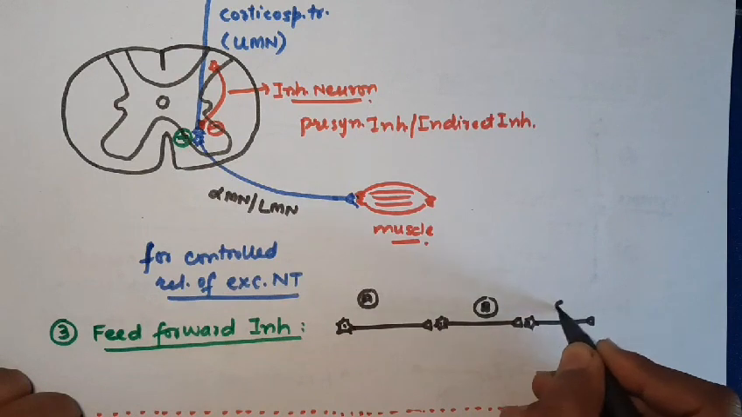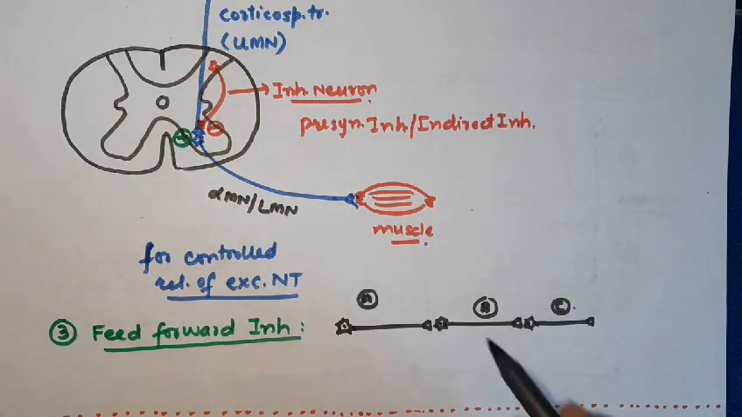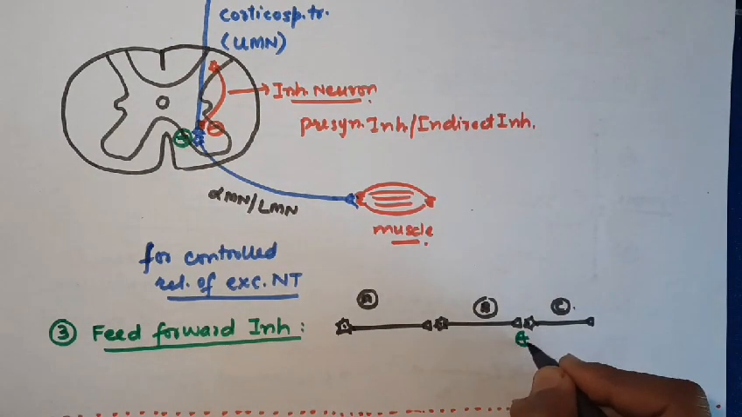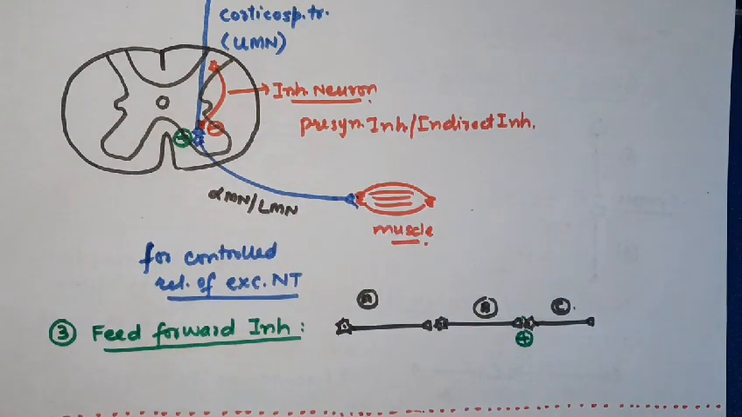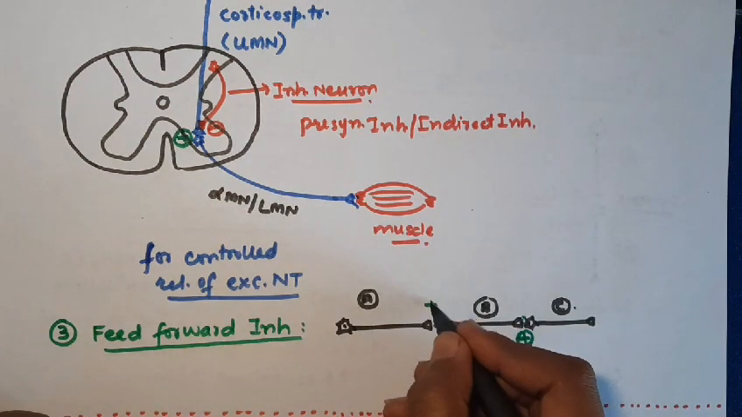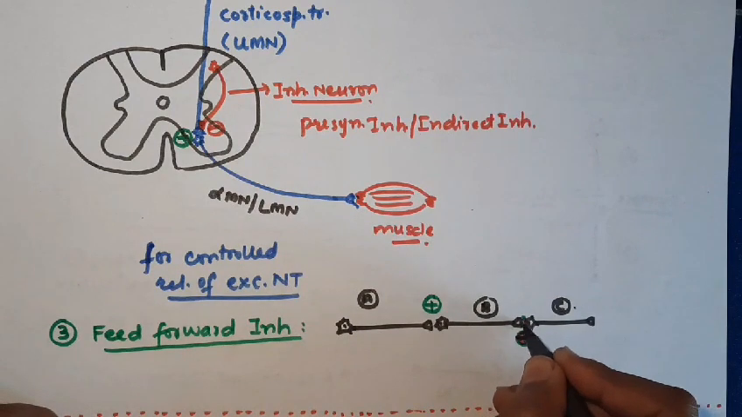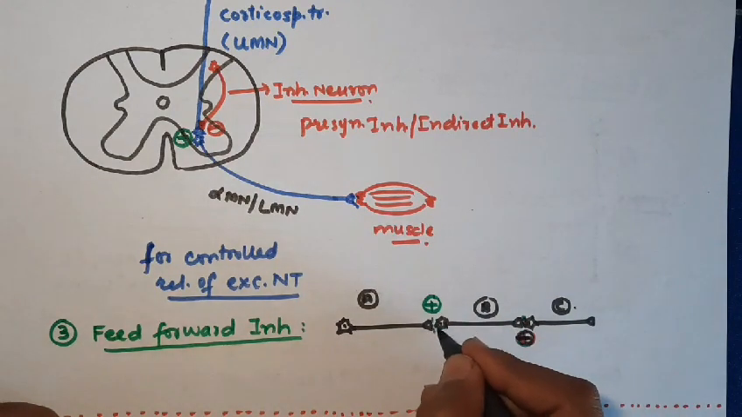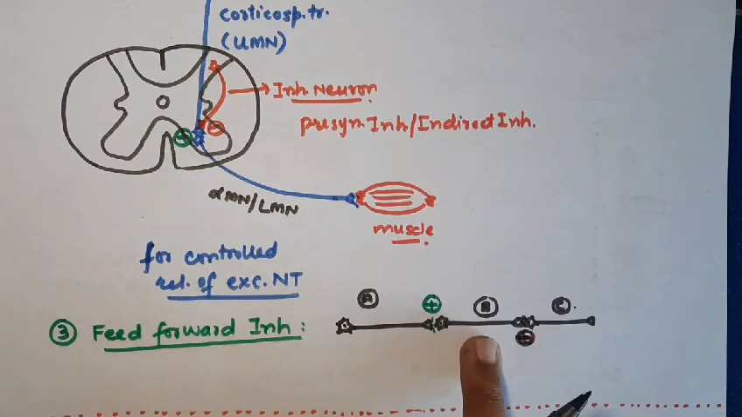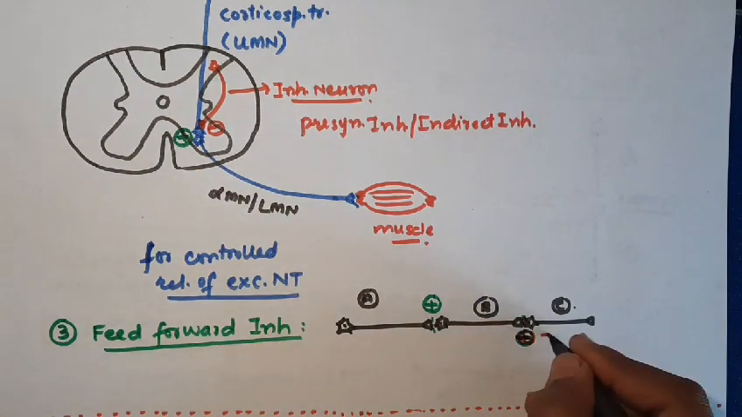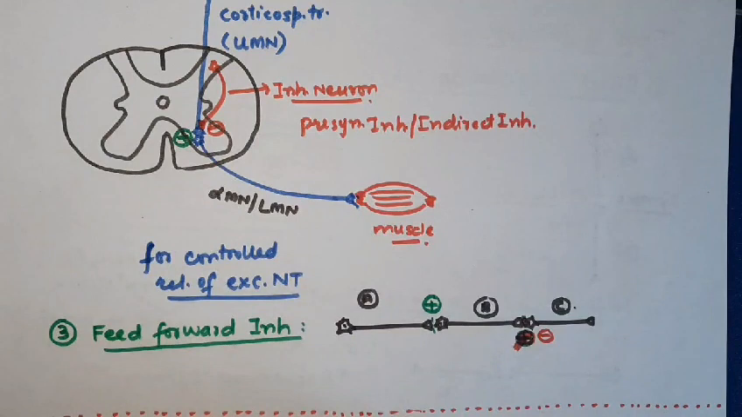C. Now in this type of inhibition, neuron B will cause inhibition of neuron C, and neuron A will cause stimulation of neuron B, and in turn neuron B will cause inhibition of neuron C. So neuron B causes inhibition of neuron C, and neuron A causes stimulation of neuron B.